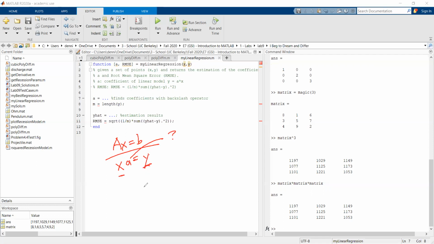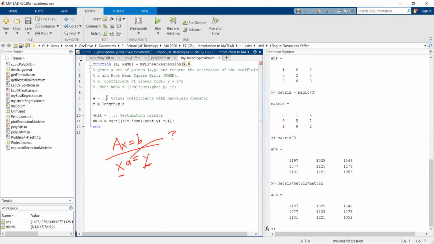We're going to want x. This should be x, or would it be y backslash? No, yeah, I don't know why I was doubting myself. It's x backslash y. It's kind of like the a backslash b we did before.